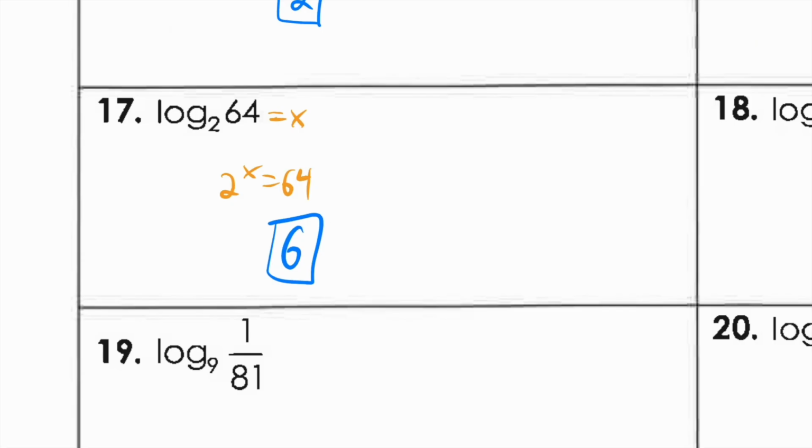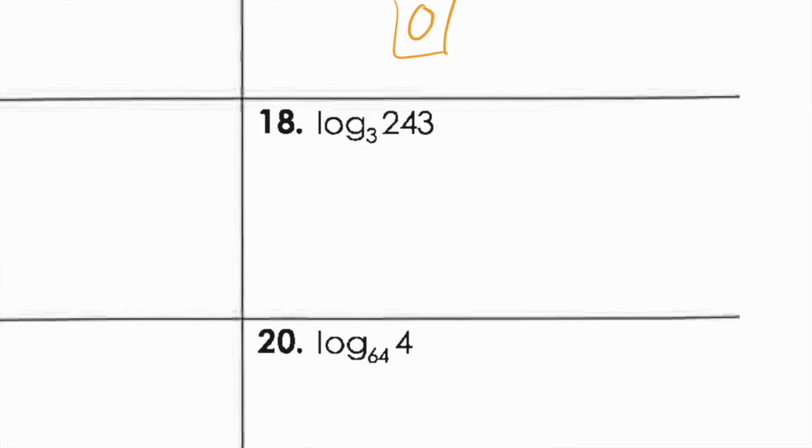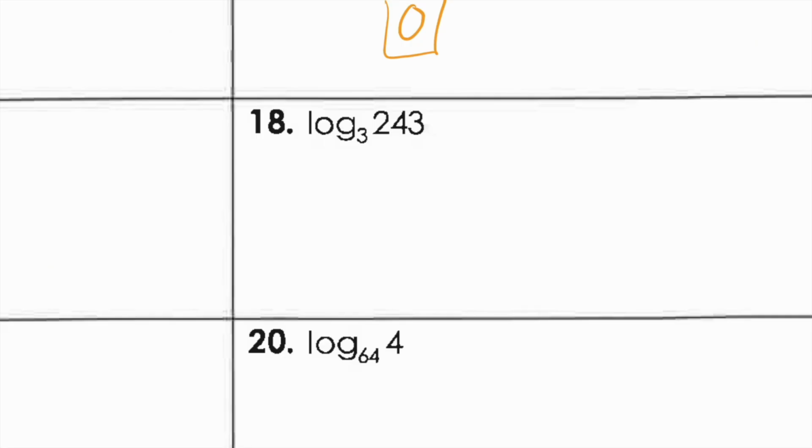Moving on to number 18. You get log base 3 of 243. And so we say this equals x. 3 to the power of x equals 243. Once again, the same idea: we just keep spamming 3 to a certain power until we find out what it is. It would be the power of 5.